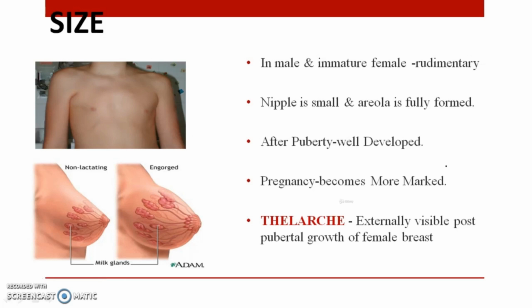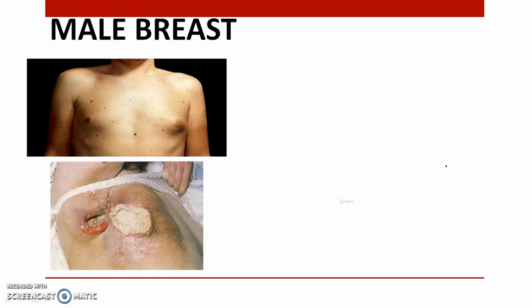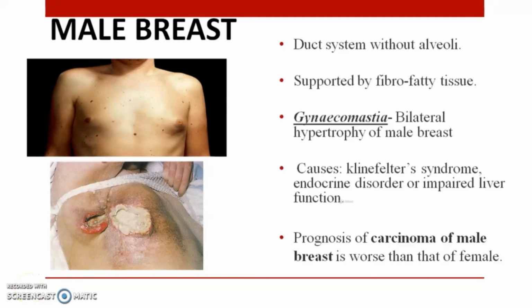That condition we will call as thelarche. Thelarche is a condition where externally visible post pubertal growth of the female breast will be seen. That's all about the size of the mammary gland, which is rudimentary before puberty, and after puberty it is well developed. While talking about the male mammary gland, that is the male breast, it will not be having any alveoli.